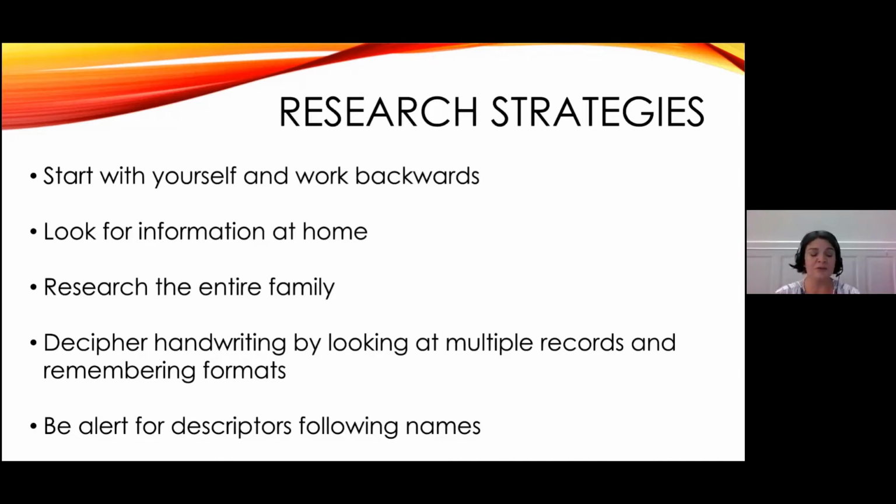And then lastly, be alert for descriptive words following names. There are many possible descriptive words that could follow a name. They could refer to a person's ethnic background: Espanol, mestizo, mulatto, indio. They could refer to a person's marital status: casado, married; soltero, single; viudo, widowed. You might even see the words difunto or vivo, which means deceased or alive, because marriage records would typically name parents and then say if the parents were alive or deceased. So pay close attention to words following a name because they're probably giving important information.